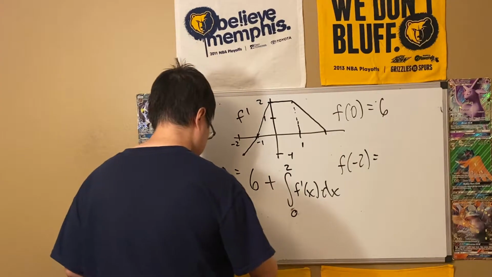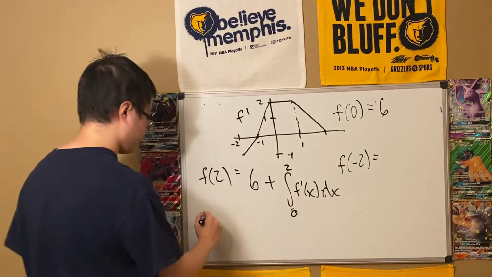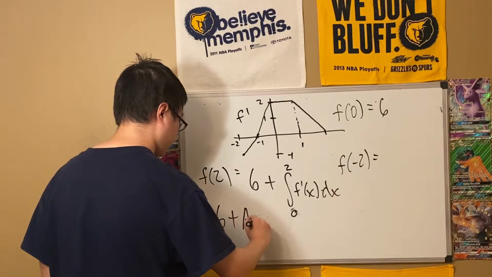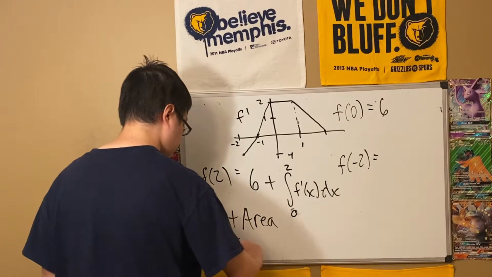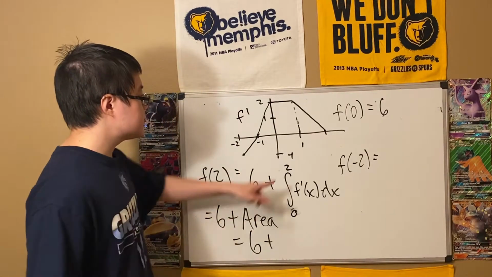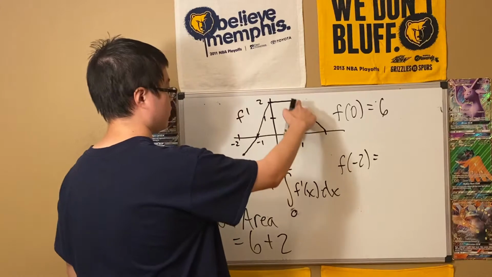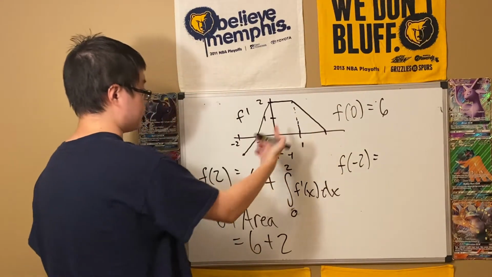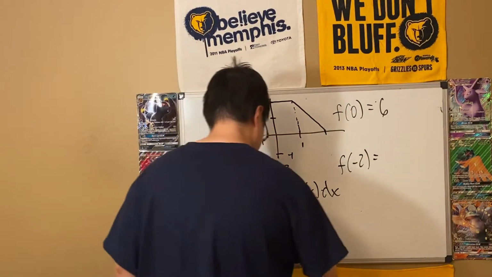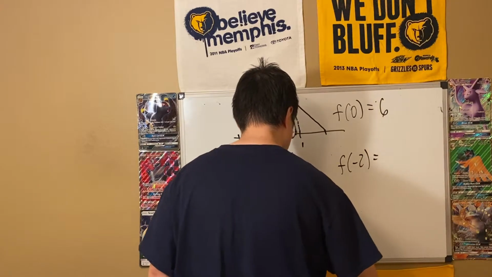So it's going to be 6. A lot of times my students will want to write 6 plus area. Perfectly fine. So it's going to be 6 plus, well, what's this rectangle? Which is 1 times 2. So that's going to be 2. This triangle, notice, is half of this rectangle. It's 1 times 2 divided by 2, plus 1. So it looks like we have 9 in this case.